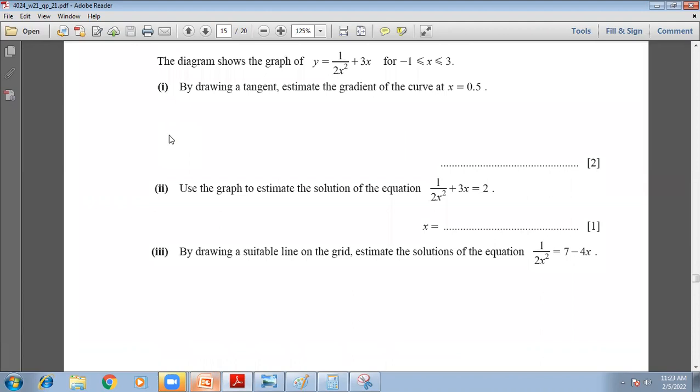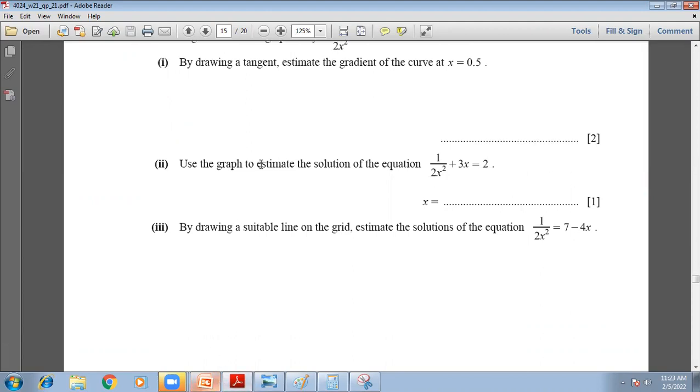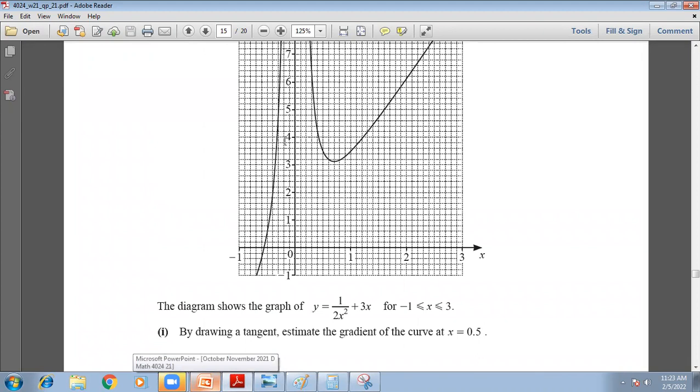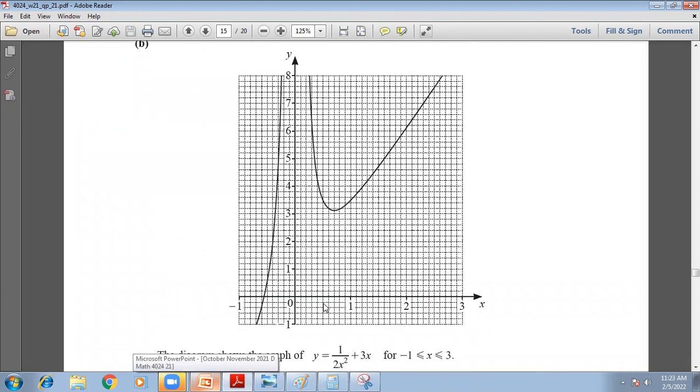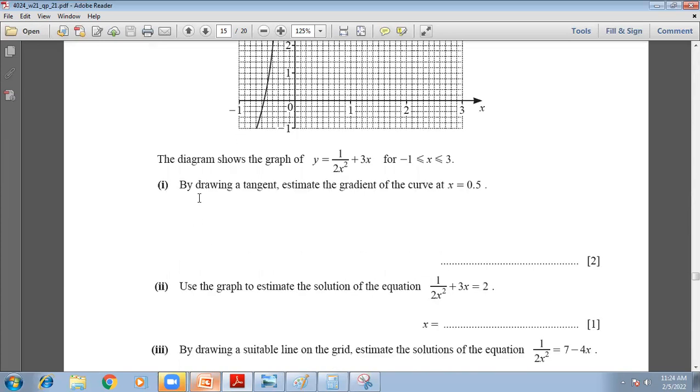So by drawing a tangent, estimate the gradient of the curve at x equals 0.5. So let me show you. We have to draw a tangent at x equals 0.5. Where is x equals 0.5? It will be 1, 2, 3, 4, 5 here. So here I will draw a tangent. A tangent is a line which touches the curve at one point only, at that point. And then I will find its gradient. I will take 2 points on that tangent and I will find the gradient. So let me show you.